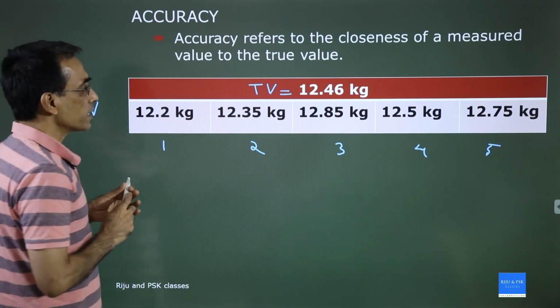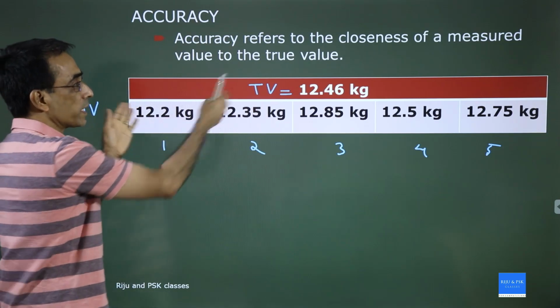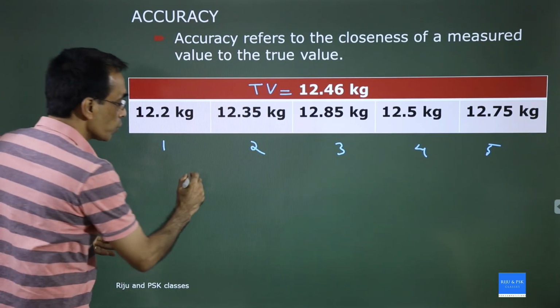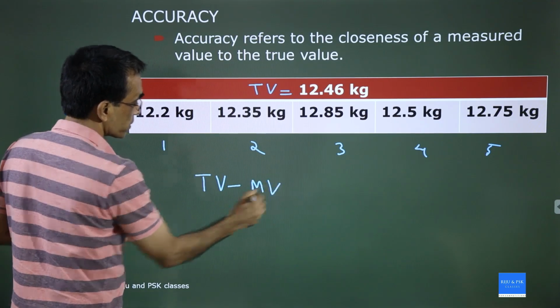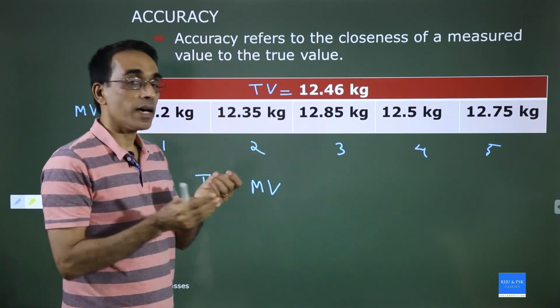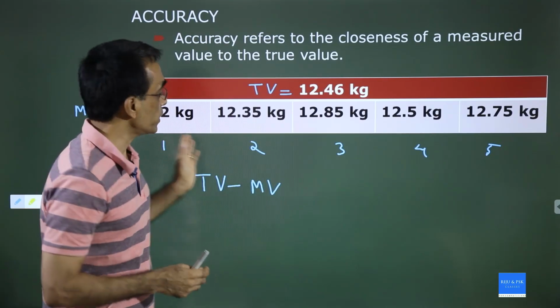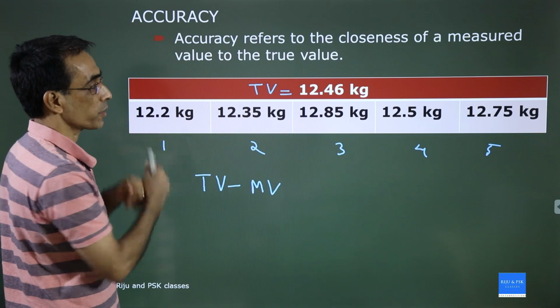Now watch out. The actual value is 12.46, the measured value is 12.2. So there is a difference. You can find out true value minus measured value. The difference can be found out, and see which of the measured values has the least difference from the true value.